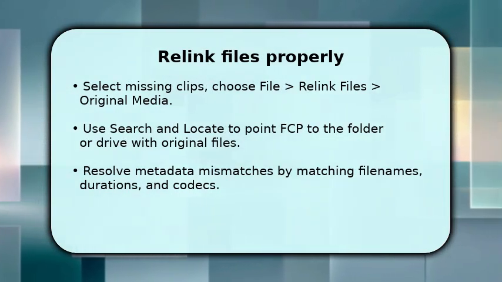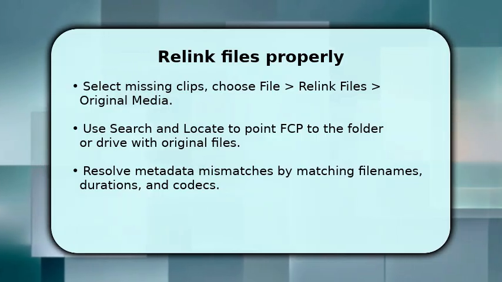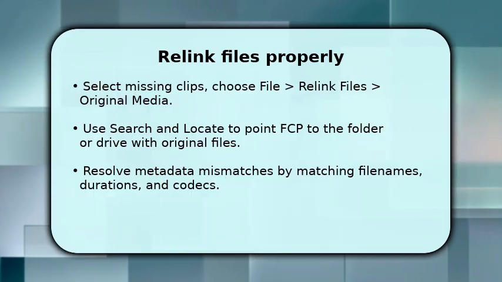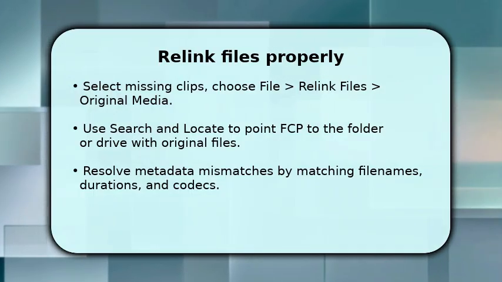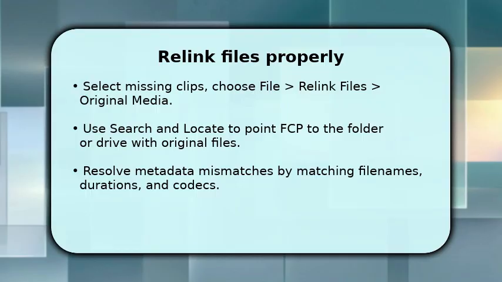Select all missing clips and choose File, Relink Files, Original Media so FCP scans for exact matches. When the automatic search fails, click Locate and navigate to the folder that contains the original media. Point FCP to the parent folder, not just one file, to speed matching.